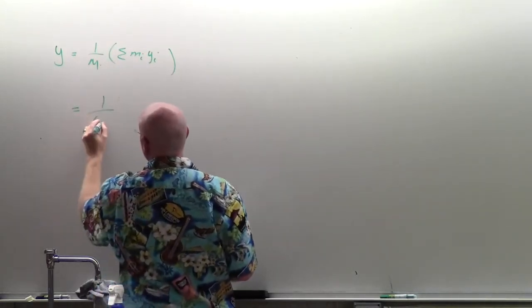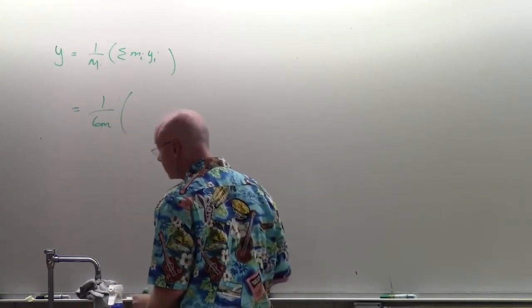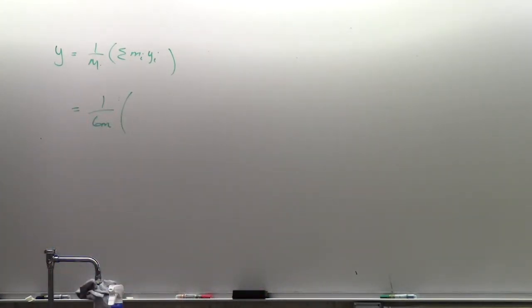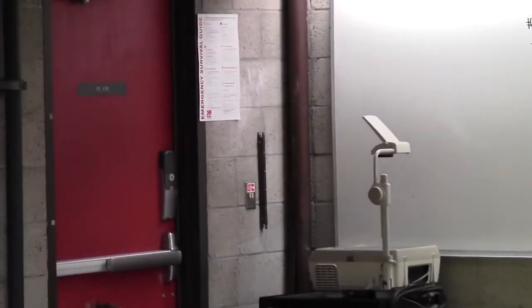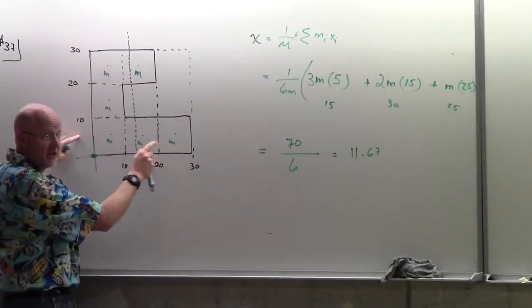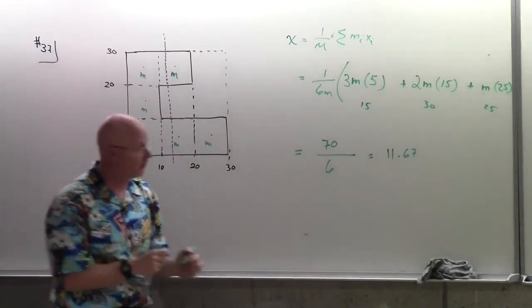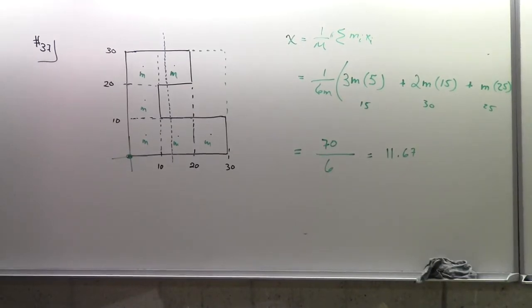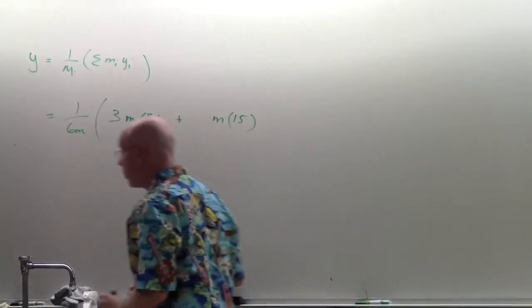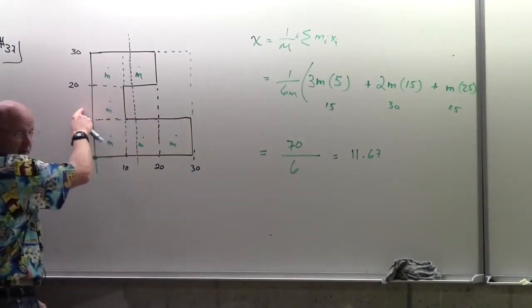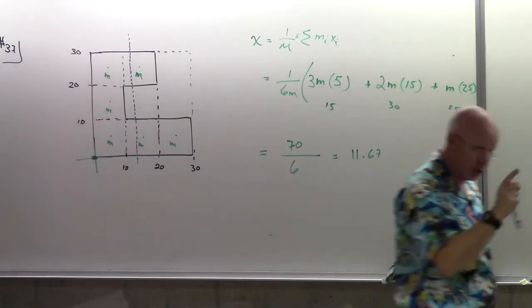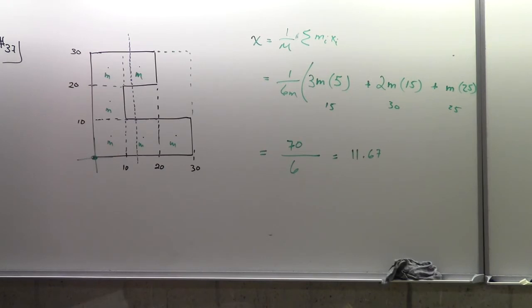Same logic. It's 6m for the mass of the individual pieces. Looking at this first box right here, it has a position of 5 in the vertical. In fact, all three of these boxes have a position of 5 on the vertical, so I'm going to put a 3 out in front. The next box, or square, has a value of 15, and there's only one of those. And that one has 25, but there's two of them. And so this is a 50, and this is a 15, and this is a 15. So when I add them together, I will get an 80 over a 6.